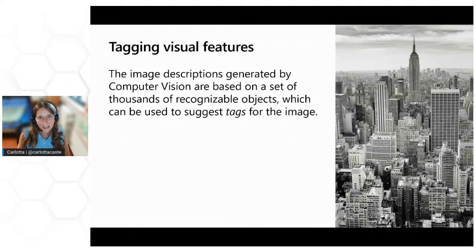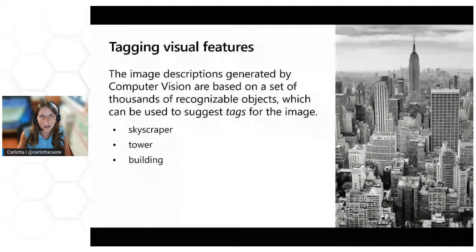Let's pick as an example again our black and white image of New York City. So the service with the tag visual features for this image would return three tags: skyscraper, tower, and building. Again, I think we have, as a result, three accurate tags to associate to this image. In fact, these are all objects we can identify in this image. And the response of the service also returns a confidence associated to each tag.